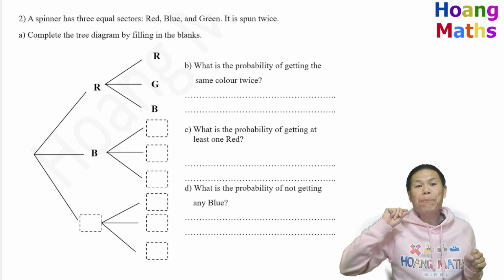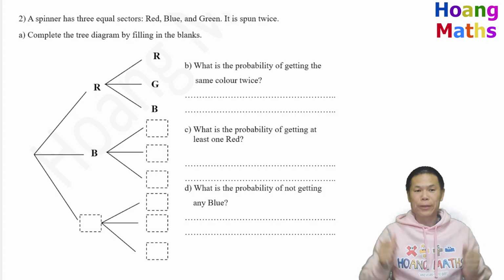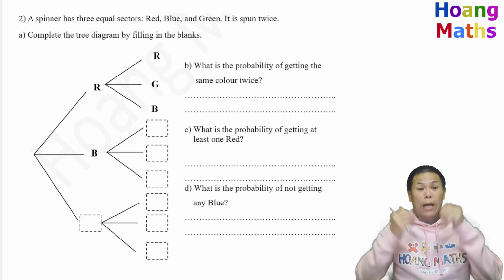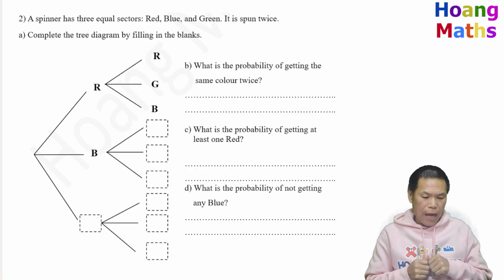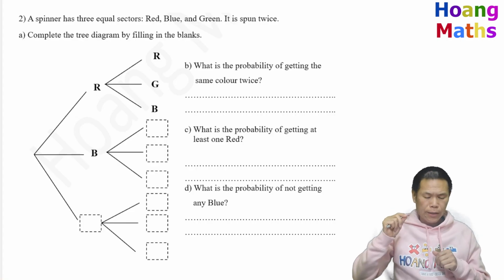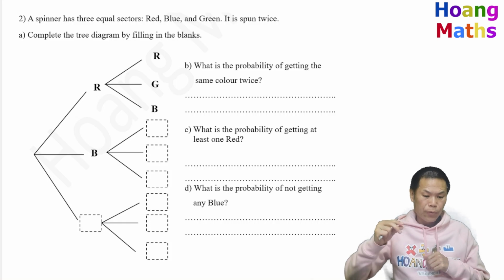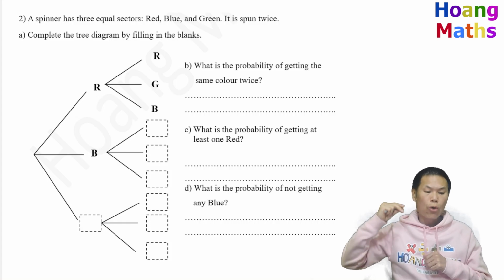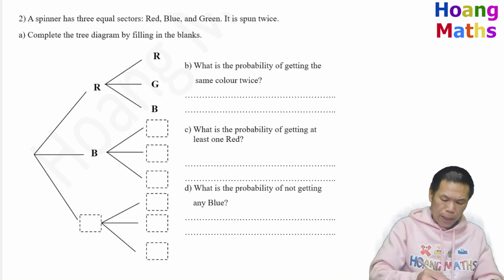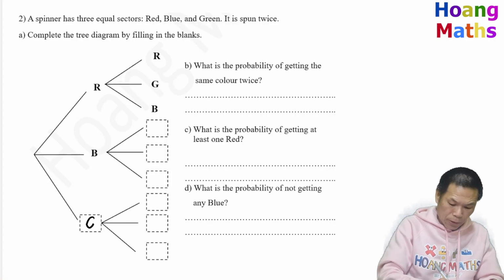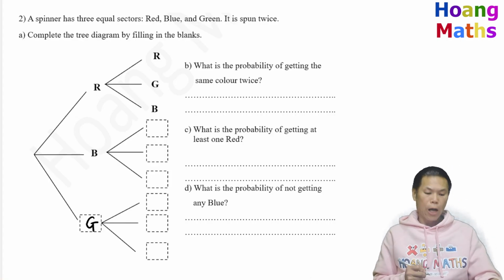Hi there, I'm back. How did you go? Let me go through it with you. So to complete this tree diagram, the first spin either lands on a red, a blue, or a green sector. So the green one hasn't been filled up. So we just write this down here. So green. There you go.